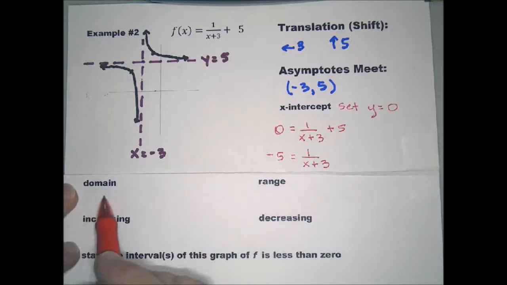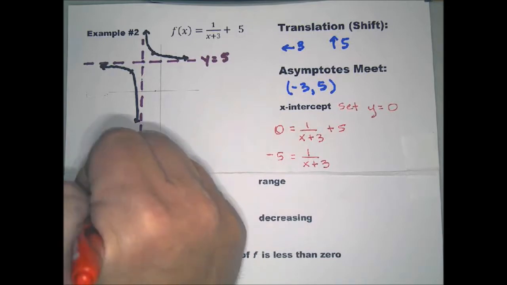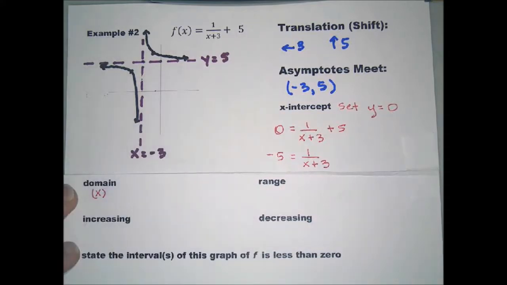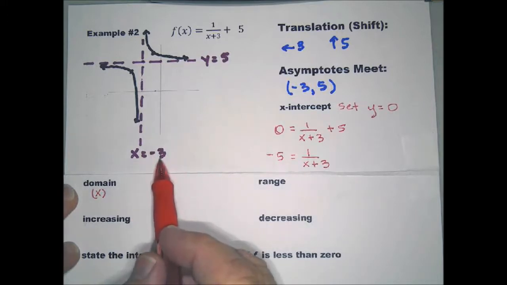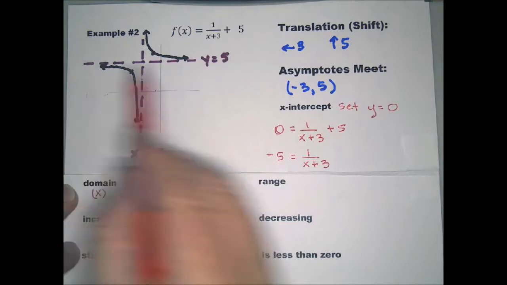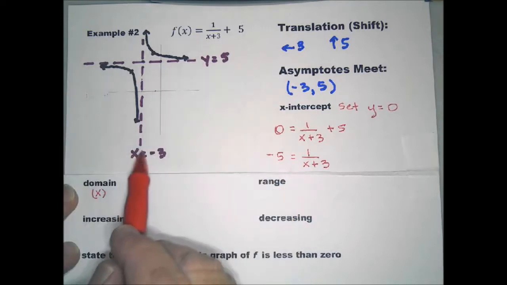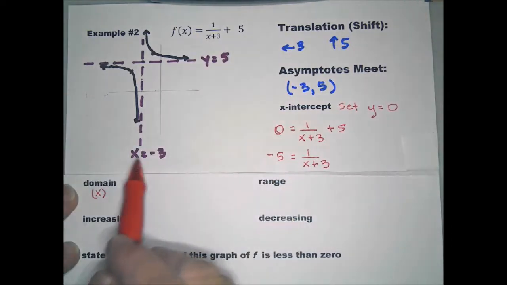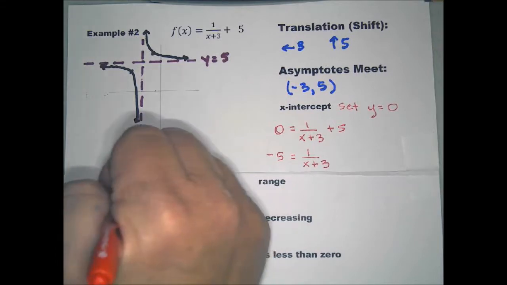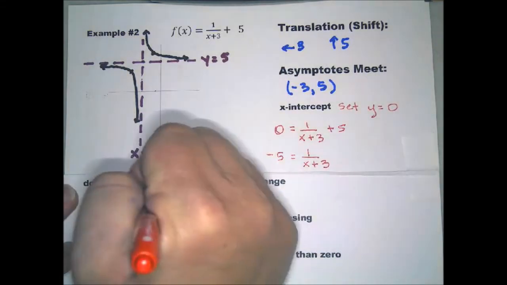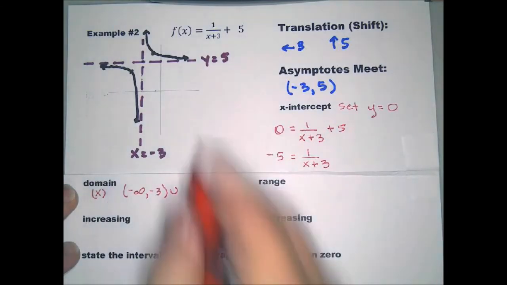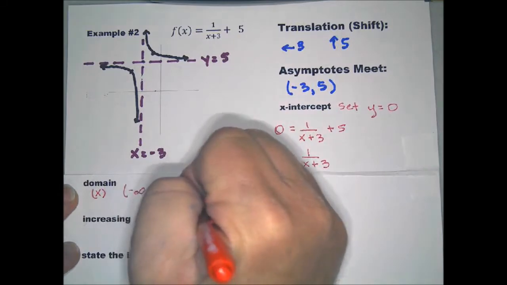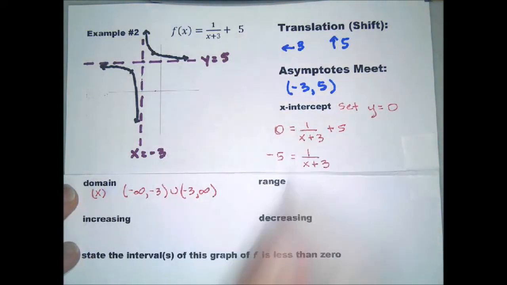The domain. The domain is all the values of x that are used by this graph. Well, remember, x equals negative 3 is the only restricted value of x. If I went left to right, it would be all reals, except I can't touch negative 3. So I have to do it in two parts. Negative infinity to negative 3, open parentheses, which means I can't touch it. And then on the other side of negative 3, go to positive infinity.